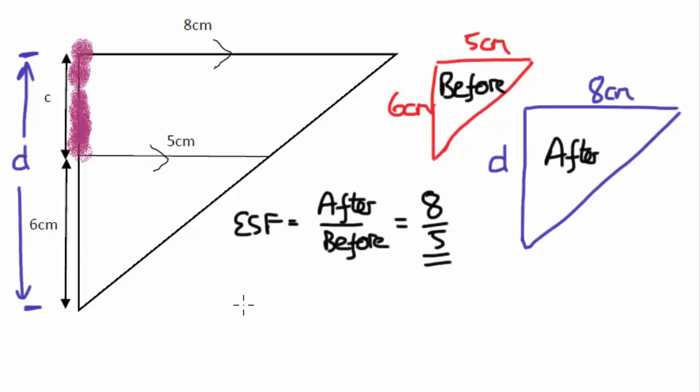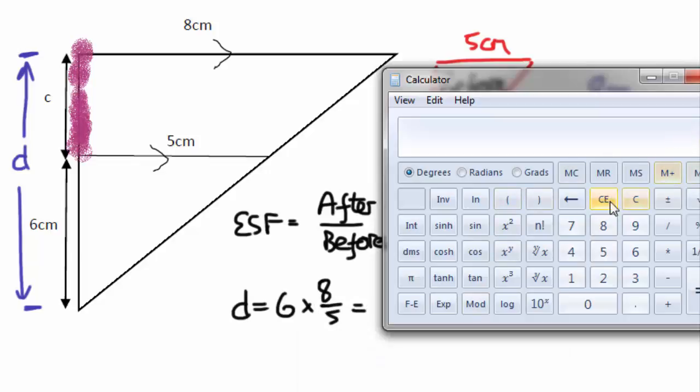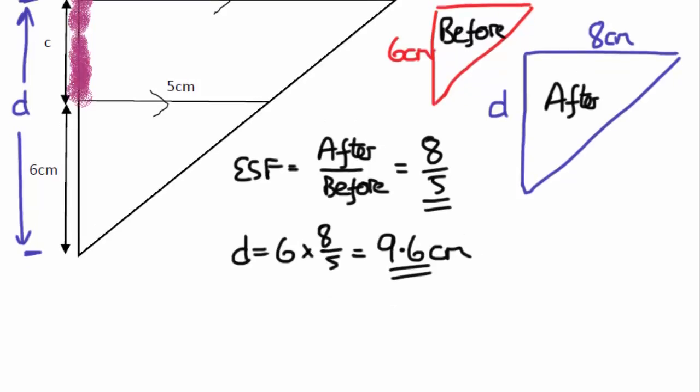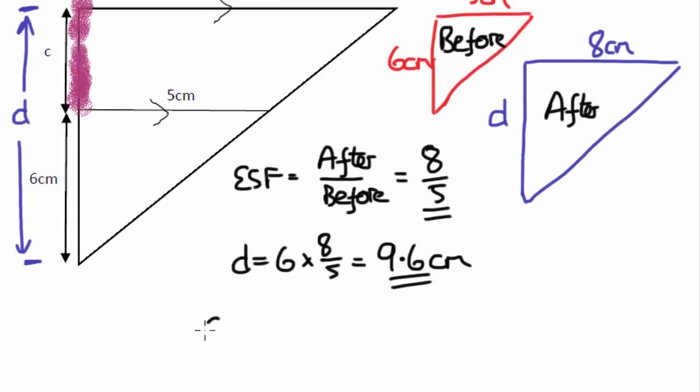So if we now work out what D is, so we can say D is, now it went from 6 centimetres, it's been multiplied by 8 over 5, and then we just work out what that is. Okay, so 8 divided by 5 times 6 gives you 9.6. Okay, so this side D is 9.6 centimetres. Now that's not quite what they're asking, they're actually asking you what C is. So basically C equals your 9.6, subtract your 6, so that actually equals 3.6 centimetres.